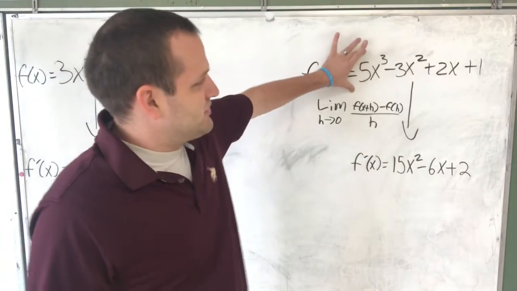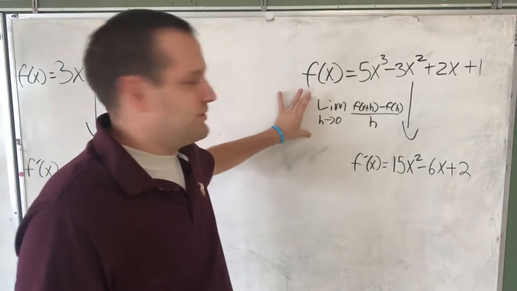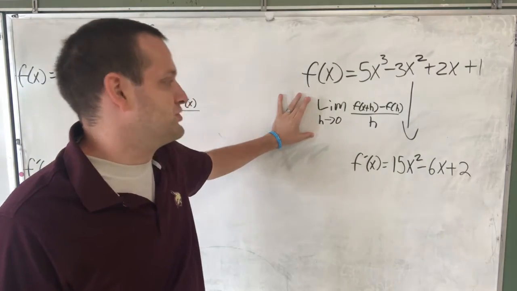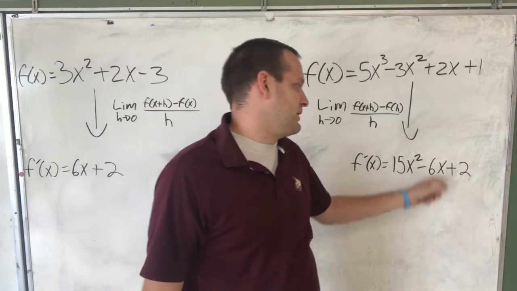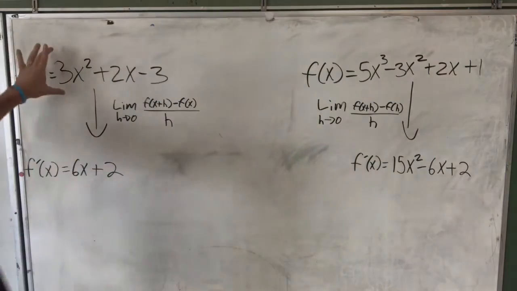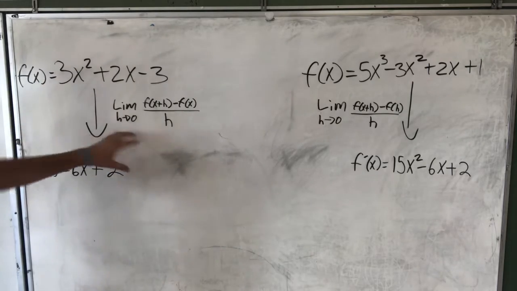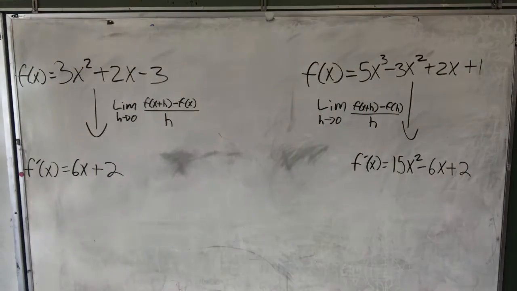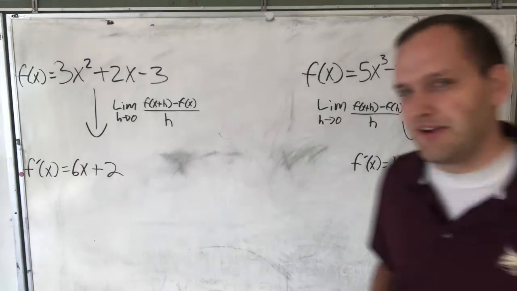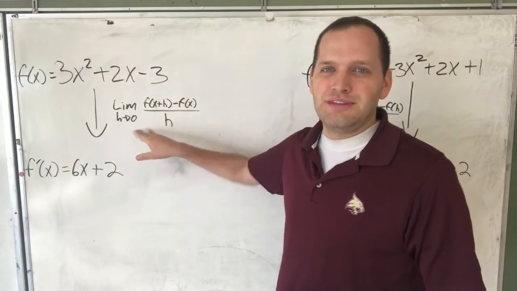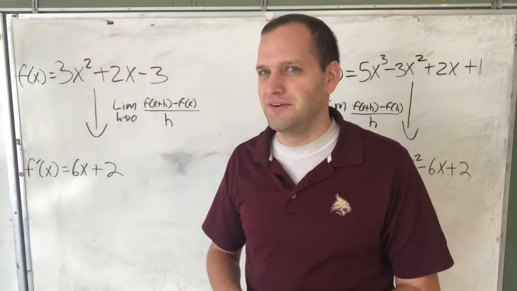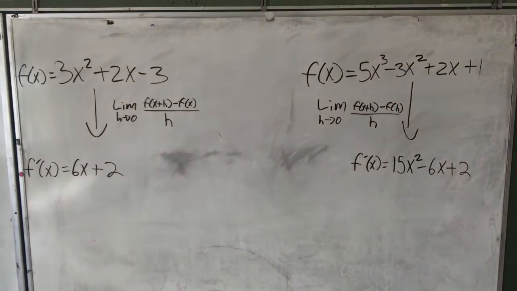Anyway, if you have an equation like this and put it through the limit of the difference quotient, you would get this derivative, 15x squared minus 6x plus 2. Over here, you put 3x squared plus 2x minus 3 through the difference quotient, you get 6x plus 2. There's a pattern though. A couple of you have started to notice the pattern. Let's look at it, because if we can see the pattern, maybe we can totally skip using the difference quotient, and there's going to be a lot less math involved.